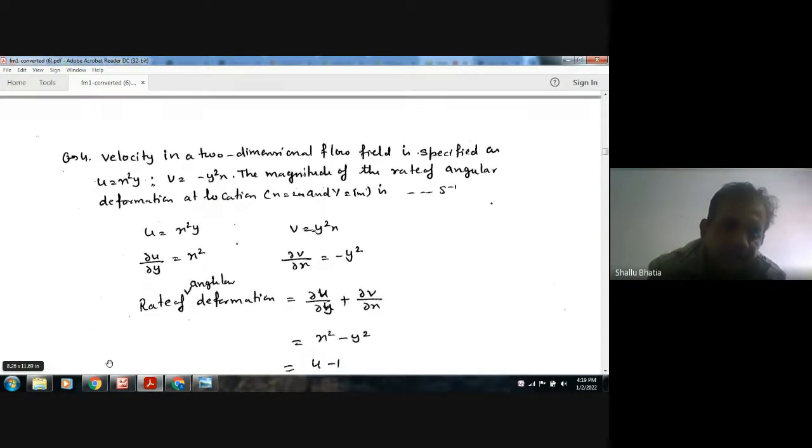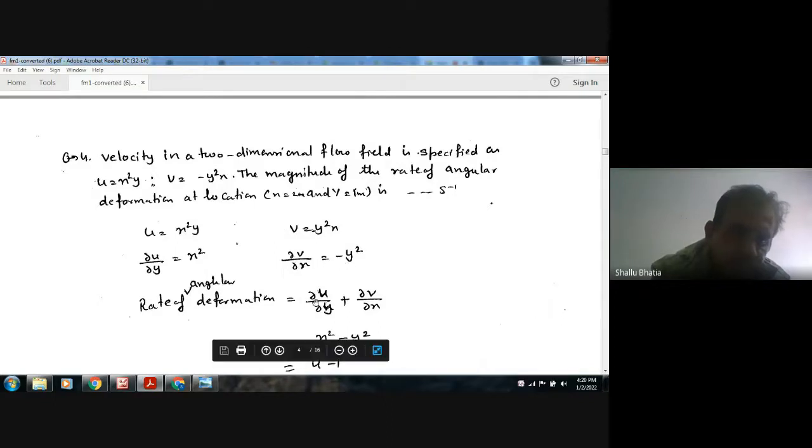Next, the velocity in a two-dimensional flow field is specified as u equal to x square y, v equal to y minus y square x. The magnitude of rate of angular deformation at location x equal to 2 meter and y equal to 1 meter, in per second. u is x square y and v is minus y square x. So curly u by curly y is x square, and curly v by curly x is minus y square. Rate of angular deformation is the summation of these two.